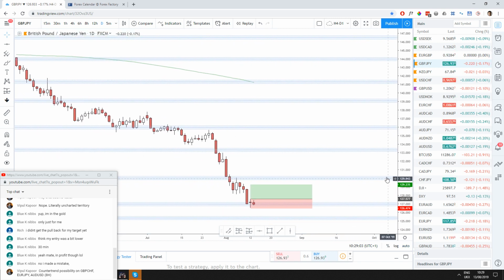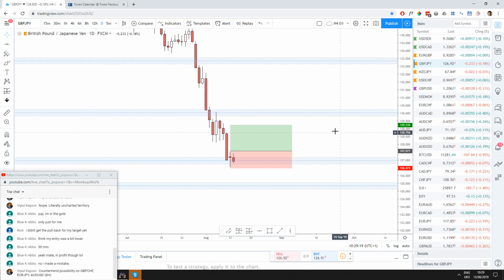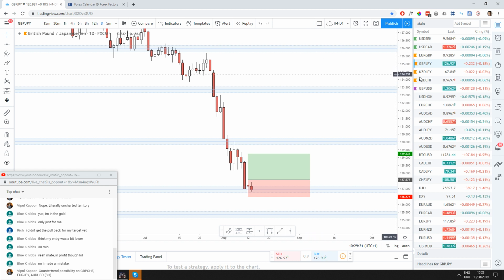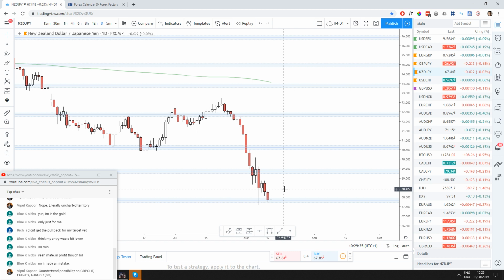GBPJPY, this one's a little bit more straightforward. We're looking for a counter trend trade here. What we need to see is price continue to stall out on this area and start pushing up to get us in on a counter trend trade. The initial target would be quite conservative, but obviously with our counter trend trades, we always look to extend the target depending on momentum. New Zealand JPY, we have a very similar setup to GBPJPY.